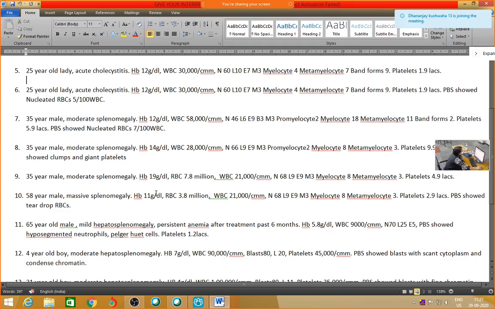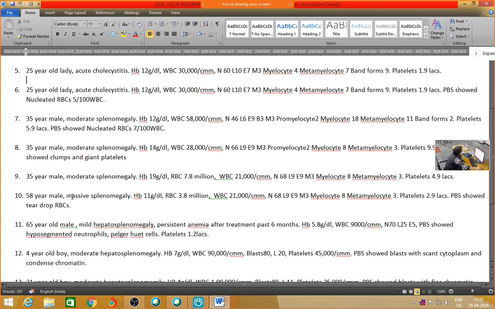Hemoglobin is 11 grams, which is on the lower side. RBC is 3.8 million, normal. WBC is 21,000, proliferating. Leukocytosis is there. Look at the differential. There is shift to left. Platelets are 2.9, which seems okay. And peripheral blood smear shows teardrop RBCs. So when you get teardrop RBCs, you know that you're probably dealing with this history, with this massive splenomegaly. You know that you're probably dealing with a myelofibrosis.